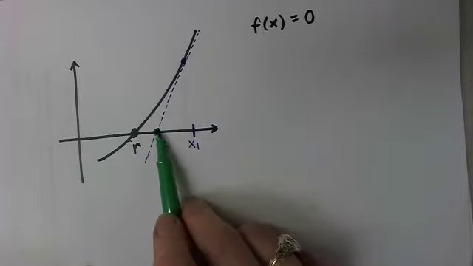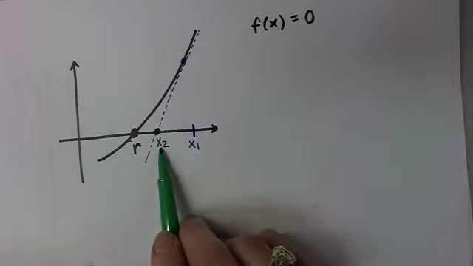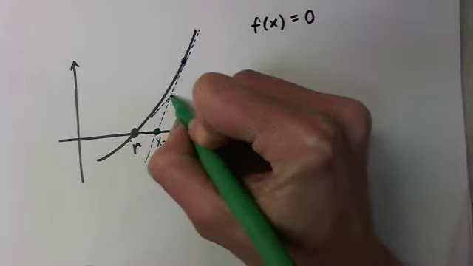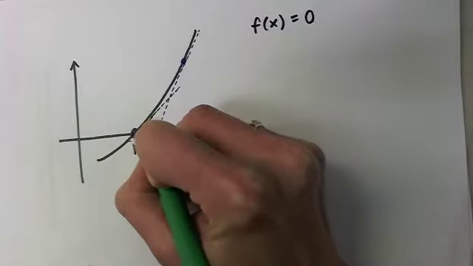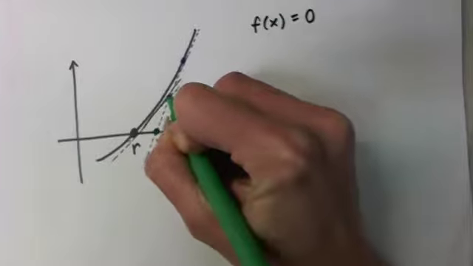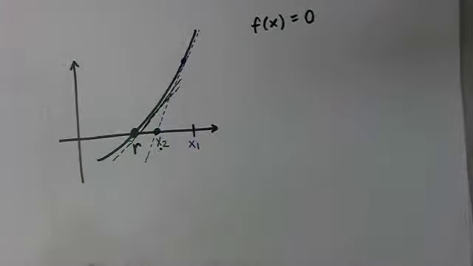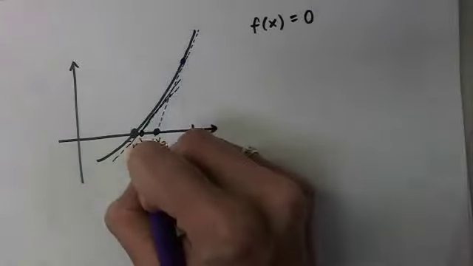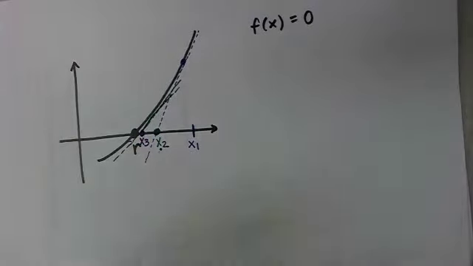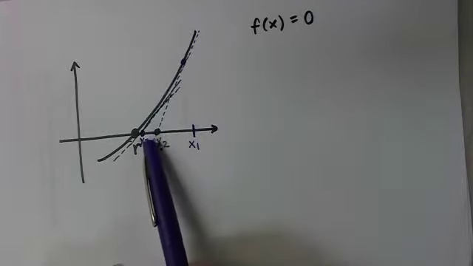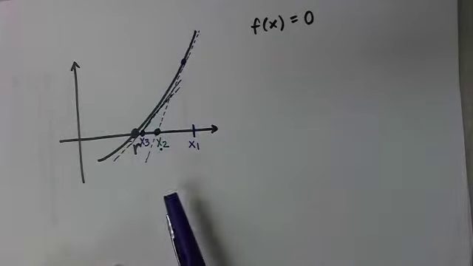Rinse and repeat. Now find the tangent line to this new x value. I kind of flubbed up the tangent line on that one. It should probably be a little bit steeper, but now find the equation of the tangent line to that new x value. And then same thing, solve where it hits the x-axis. Every time you do this, in most cases, every time you solve for the new x-intercept of that tangent line, it's going to get closer and closer and closer to the root that you're actually looking for.